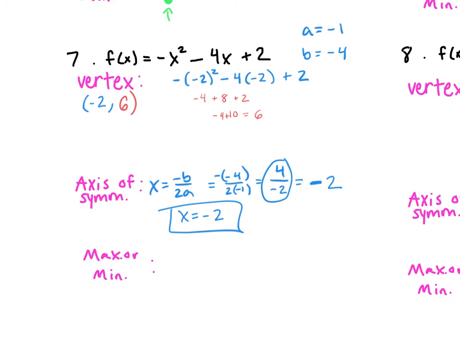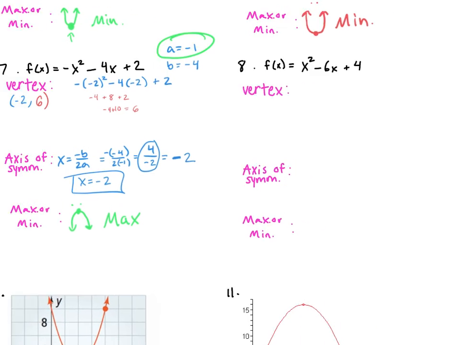All right, Gilbert, is our A positive or negative? Negative. So do you think we have a happy face or a sad face? Sad face. So is our vertex at the maximum or minimum? Maximum. Good job. All right, let's take a look at 8.